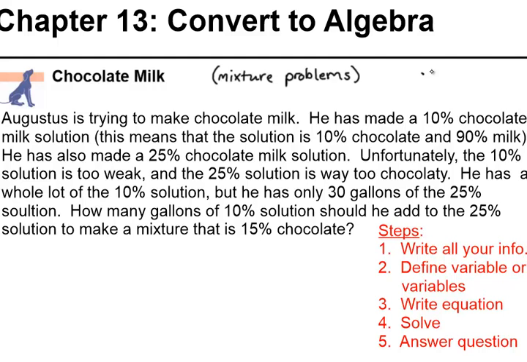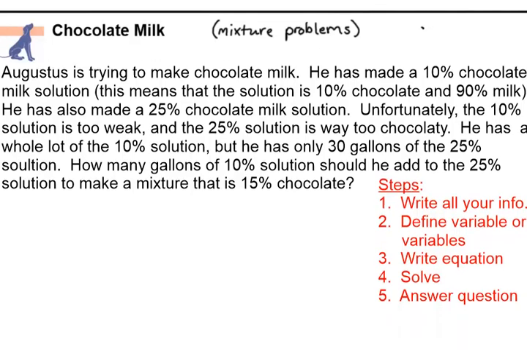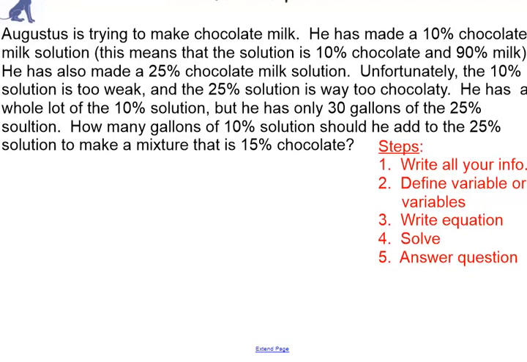Alright, so Augustus is trying to make chocolate milk. He has made a 10% chocolate solution, and what that means is 10% chocolate, 90% milk. He has also made 25% chocolate milk solution. Unfortunately, the 10% solution is too weak and the 25% is way too chocolatey. He has a whole lot of 10% solution, but he only has 30 gallons of 25% solution. How many gallons of 10% solution should he add to the 25% solution to get 15% chocolate?